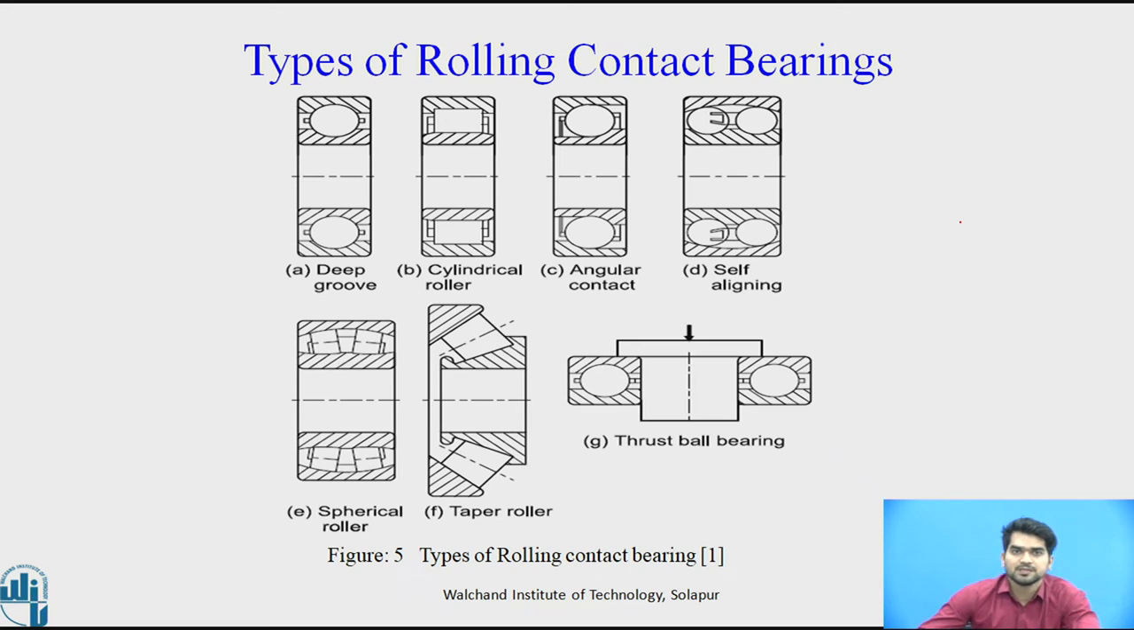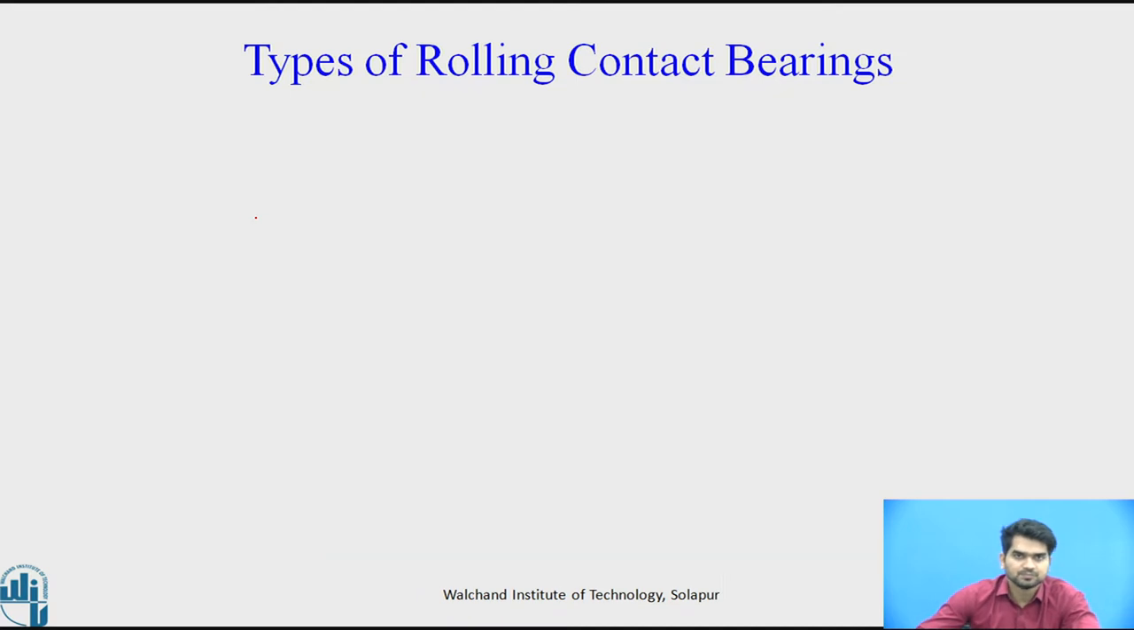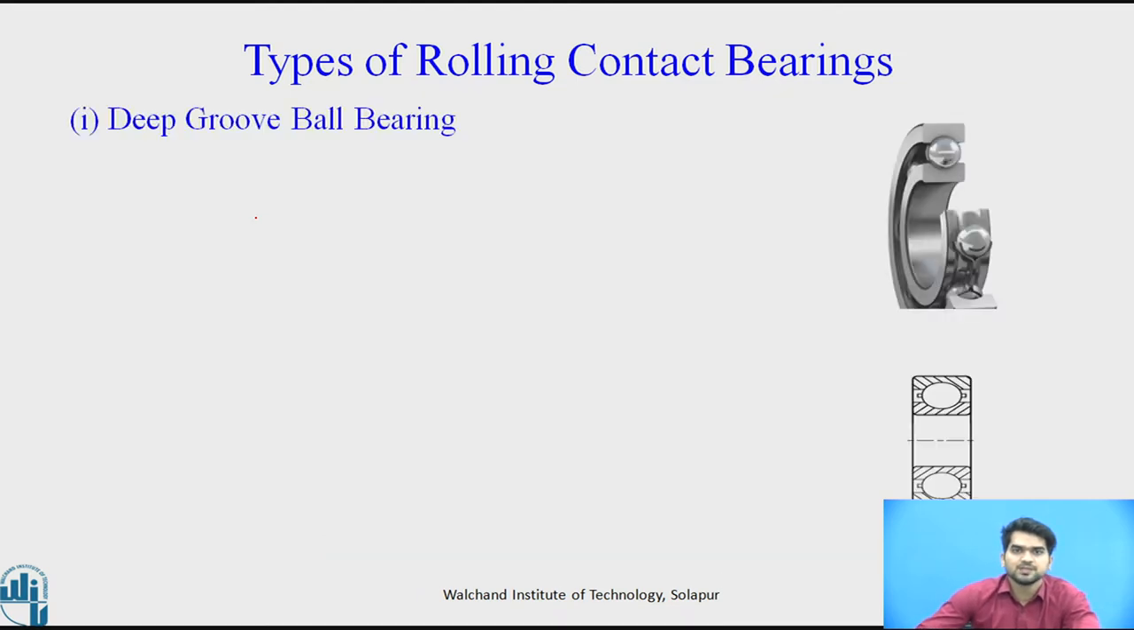Next one is the types of the rolling contact bearing. These are the types of the rolling contact bearing: deep groove ball bearing, cylindrical roller bearing, angular contact bearing, self-aligned bearing, spherical roller bearing and taper roller bearing, and the thrust ball bearing. We are going to see one by one in detail in the next slide. First one is a deep groove ball bearing.